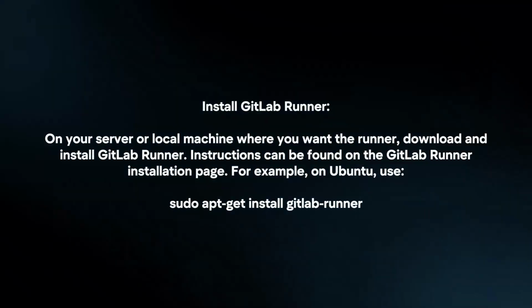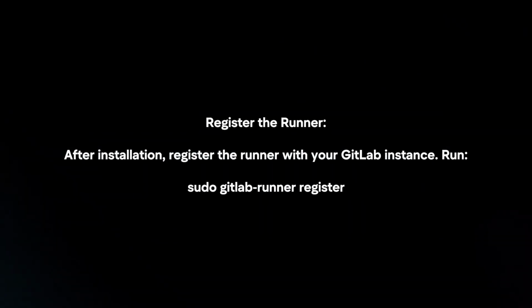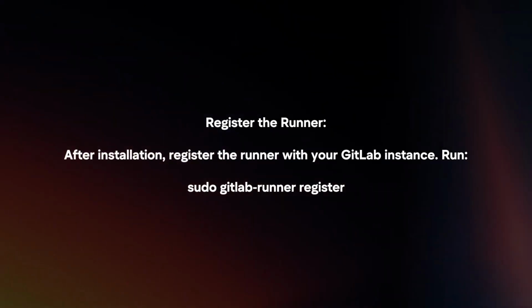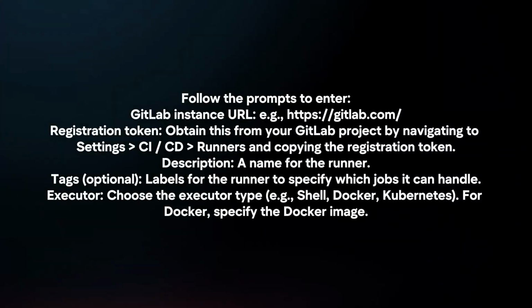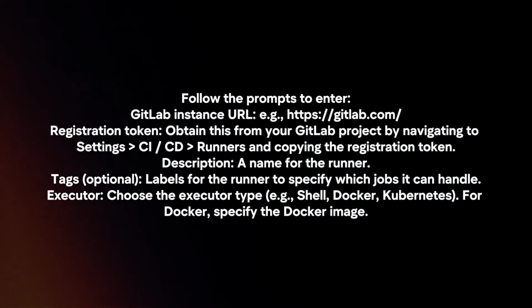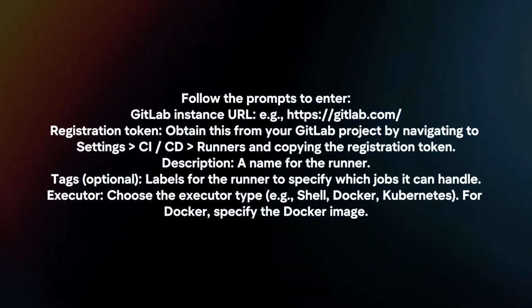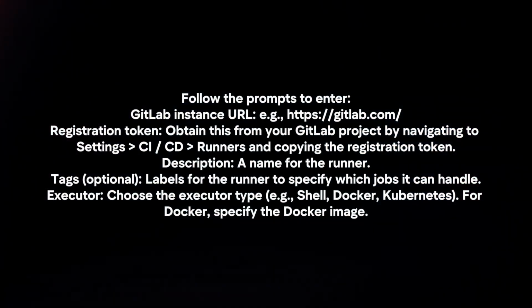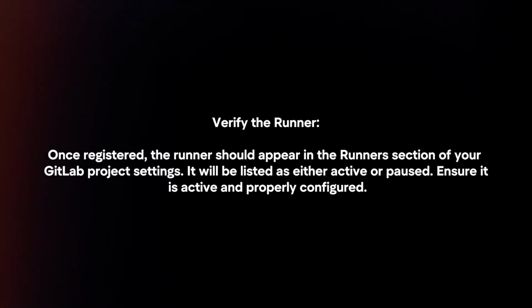Register the runner. After installation, register the runner with your GitLab instance. Run the following. Follow the prompts to enter the GitLab instance URL, registration token, description, tags, and executor.